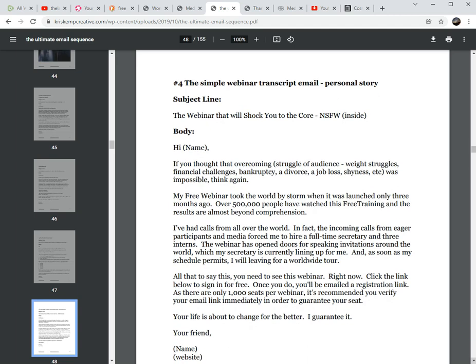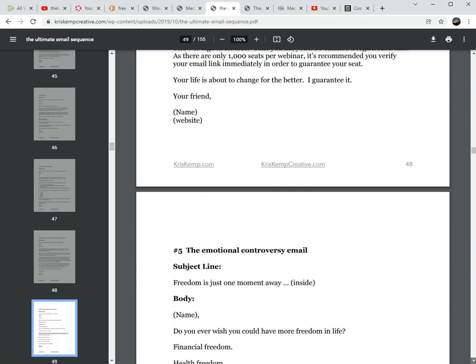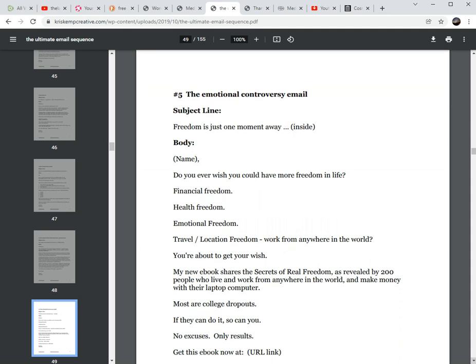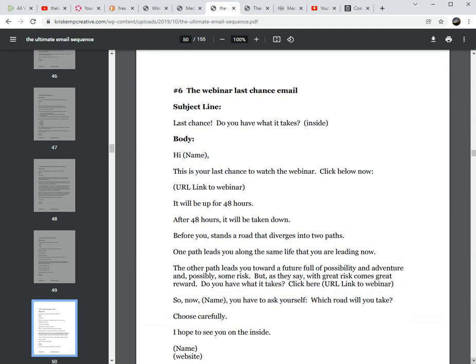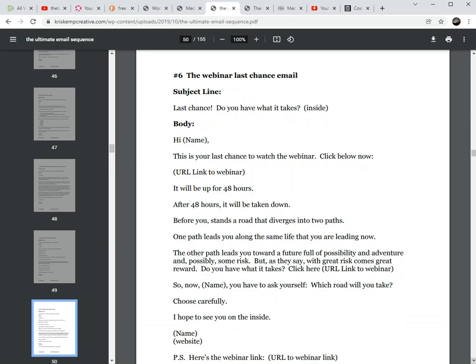The fourth email is where you talk about your webinar transcript, how you had a webinar and how it was received. The fifth email is the emotional controversy email. And this is where you ask people if they wish they had more freedom in life. And then you tell them that they can have more freedom in life by buying or purchasing your product or service. Number 6 email is a webinar last chance email. So you have a webinar and you say you're going to take it down within 48 hours. You try to get the reader excited to click on the link and watch your webinar.